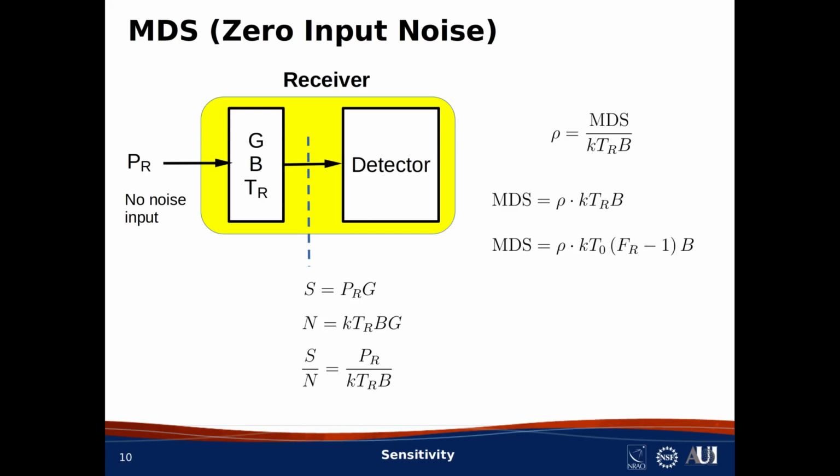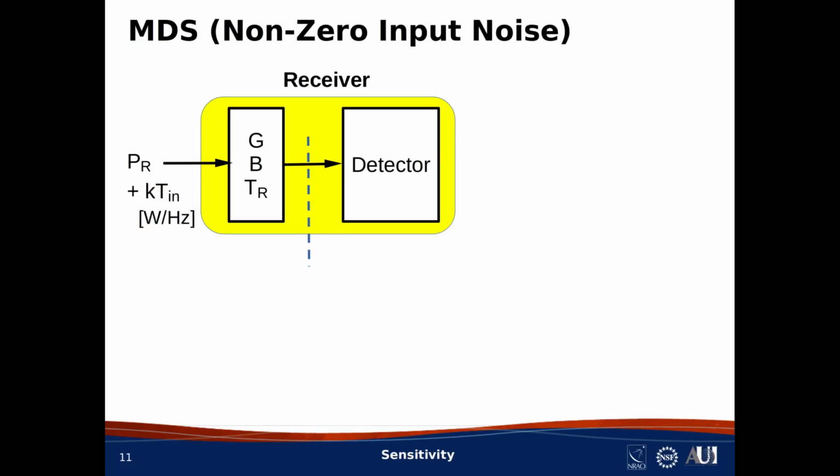So now let's consider another possible definition of MDS. In the non-zero input noise definition of MDS, we account for the noise arriving at the input of the receiver from outside the receiver. In the picture shown here, that noise is expressed as the quantity K times T sub in, which gives us the noise power spectral density arriving at the input. This extra noise is obviously going to decrease the pre-detection signal-to-noise ratio, so we're going to get a worse, that is a higher, value of MDS.